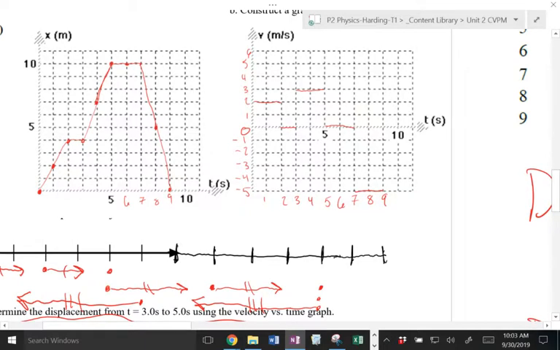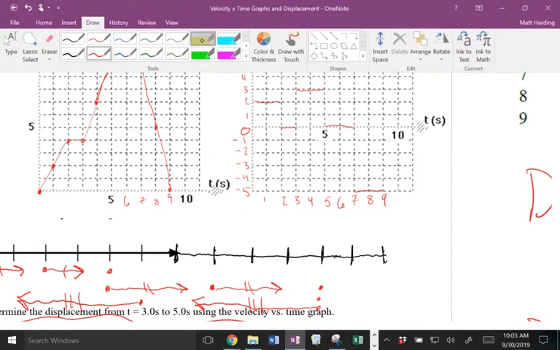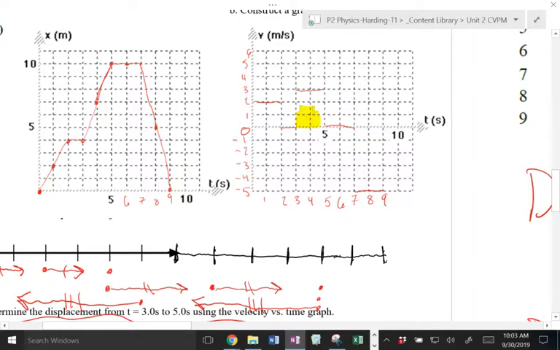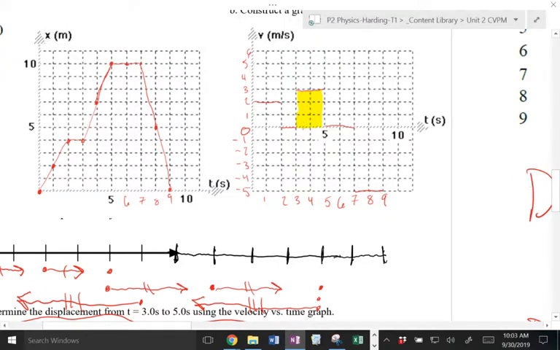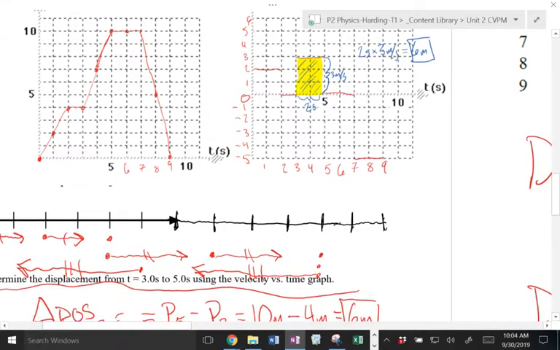Okay. So effectively what Grace is doing, she's on the velocity time graph, and she's finding the area of this rectangle. This is 2 seconds. The height of this thing is 3 meters per second. So 2 seconds times 3 meters per second, that's how she's getting 6 meters. So it's the same idea, but that's looking at the area between the graph and the x-axis.